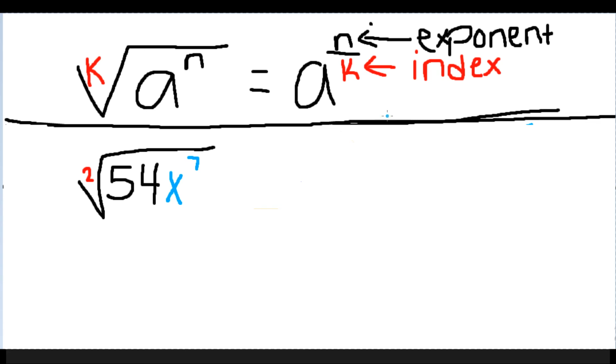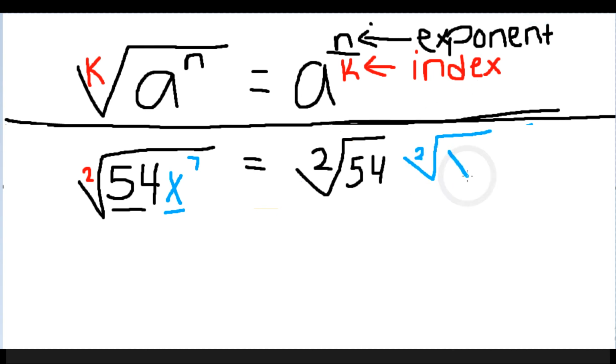Okay, so again, we're going to break this up into pieces. We don't have as many pieces this time. We're only going to have 2, right? We have our number piece, and we have our variable x piece, okay? So let's rewrite this in pieces. So the square root of 54 times the square root of x to the 7th, okay? Now we have our number piece, we have our first piece here, and we have our variable x piece. So let's deal with the number piece first.